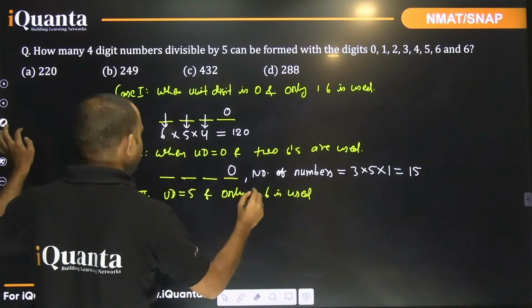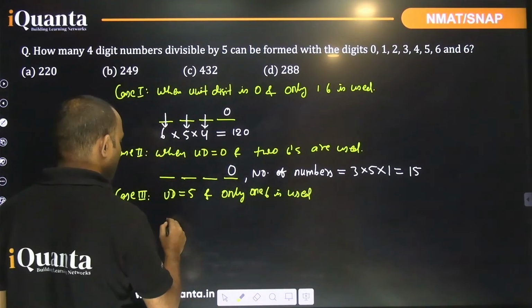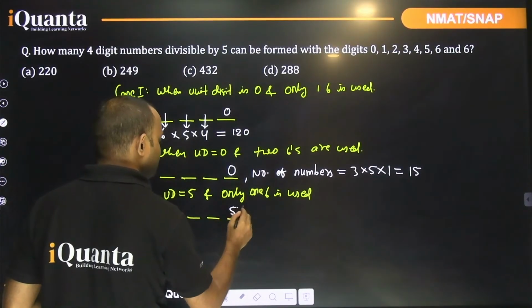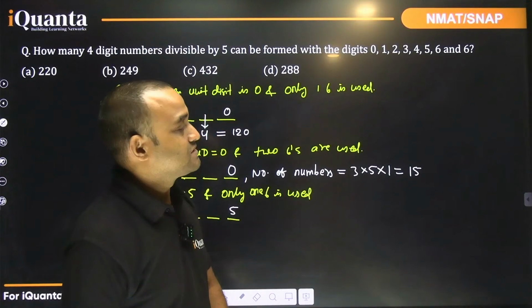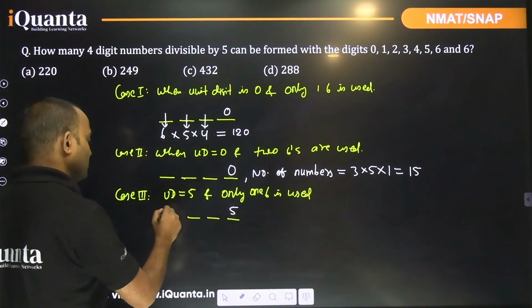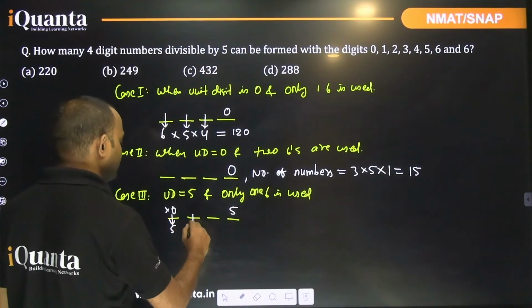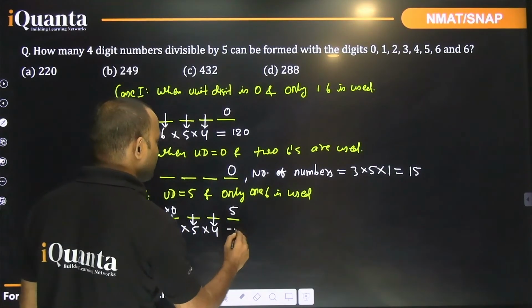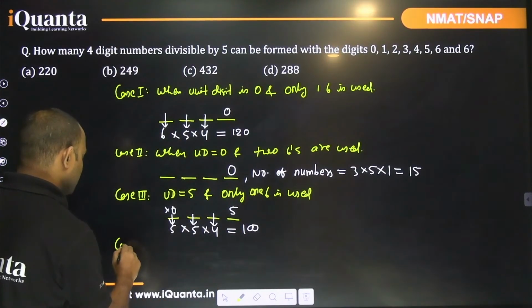Again, how many numbers will be there? So 1, 2, 3, 4. So 5 will be here. Now out of the remaining 6 digits, what will happen? You cannot put 0 here. So the number of ways you can fill this place is 5, then 5, then 4. 5 into 5 into 4, which is equal to 100. And then we talk about case 4.